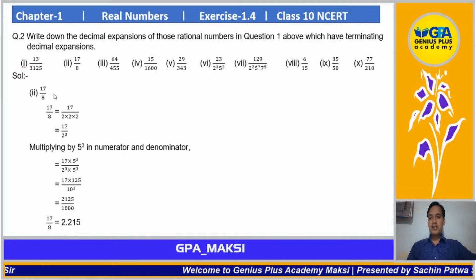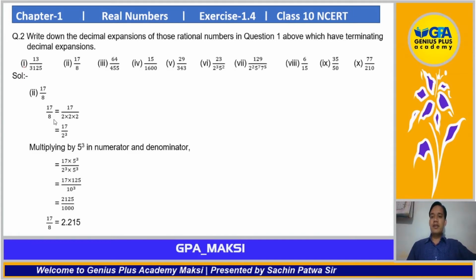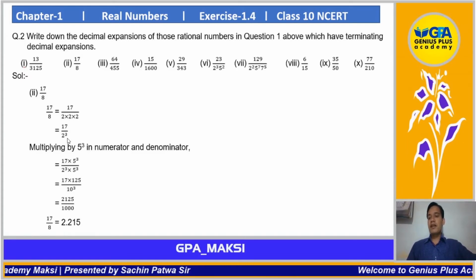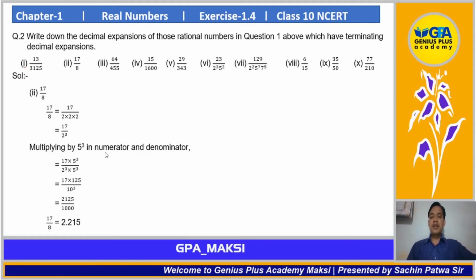And the second question is 17/8. So the denominator is 8 and we can write it in the form 2 into 2 into 2. So 17/2 raised to 3. And to change it into the form 2 raised to n, 5 raised to m, we have to multiply by 5 raised to 3. So we multiply by 5 raised to 3 in numerator and denominator. So 17 into 5 raised to 3 by 2 raised to 3 into 5 raised to 3.